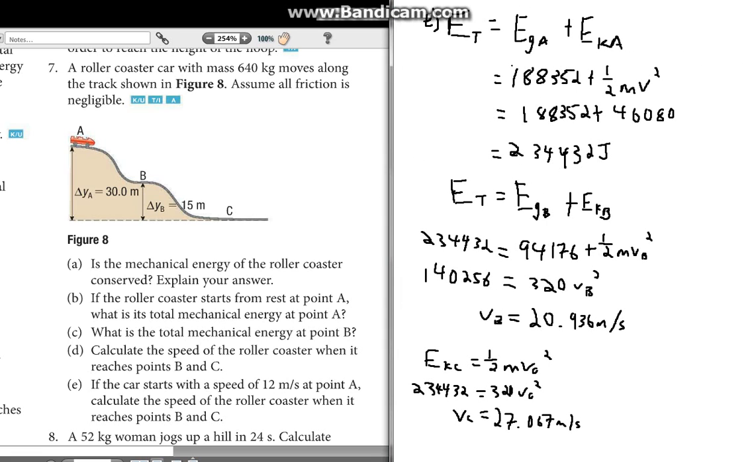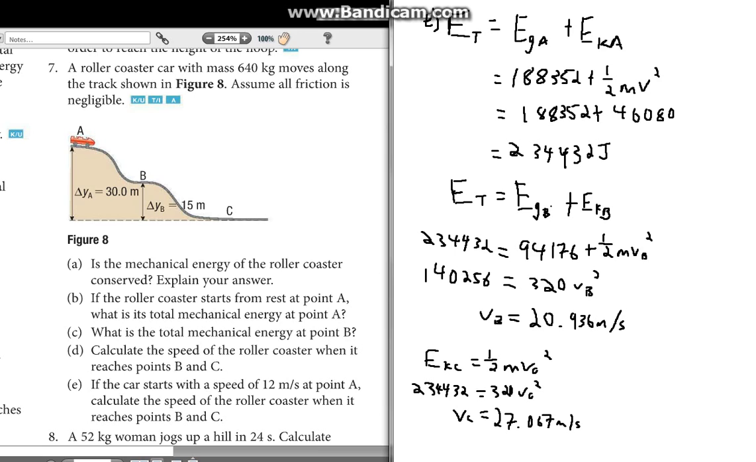With E, so if the car starts with a speed of 12 meters per second at point A, you're going to have to add, since it starts with more energy because of the new kinetic energy. So you have the gravitational potential energy that you already got from part B. So you just have to add the kinetic energy that you can calculate using the equation and end up with 234,432 joules.